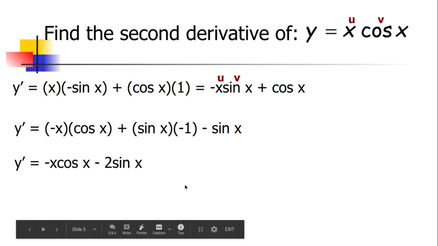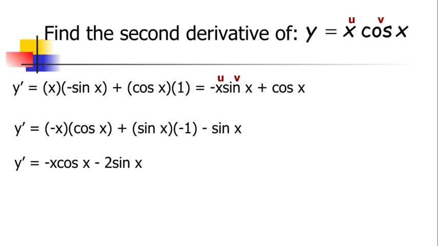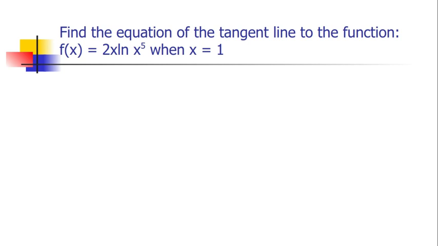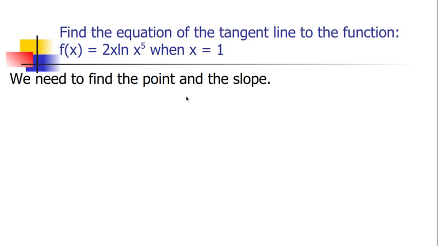Okay, and then the last thing we can do is we can also incorporate the use of tangent lines when using product rule. So let's say we're asked to find the equation of the tangent line to the function f of x equals 2x times the natural log of x to the fifth when x is 1. So the second I see equation of the tangent line, I want to think point and slope. All right, so we need to find the point and we need to find the slope.